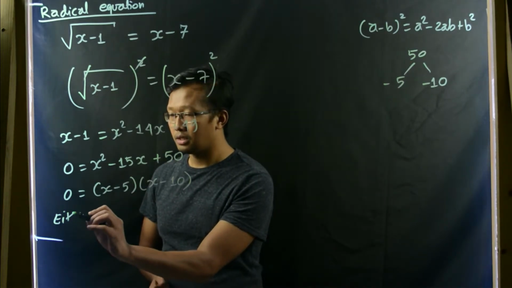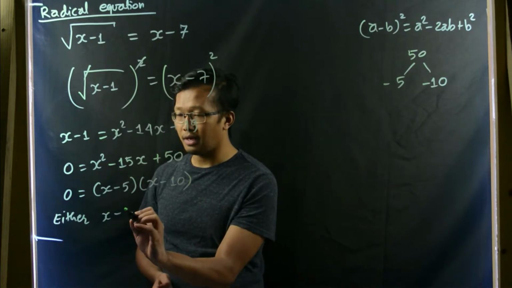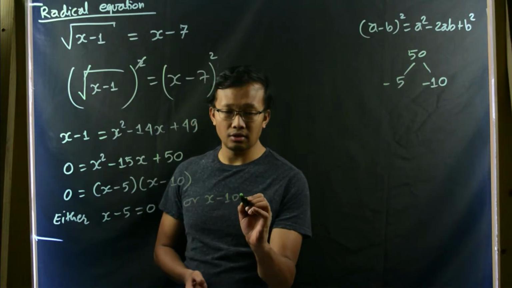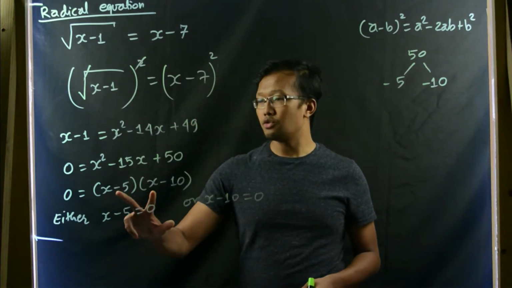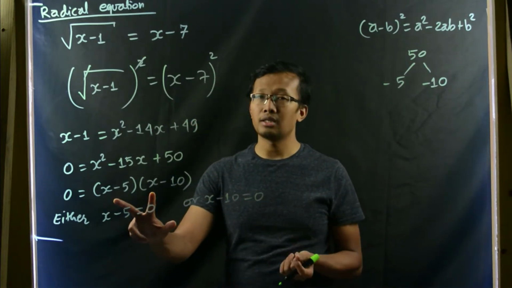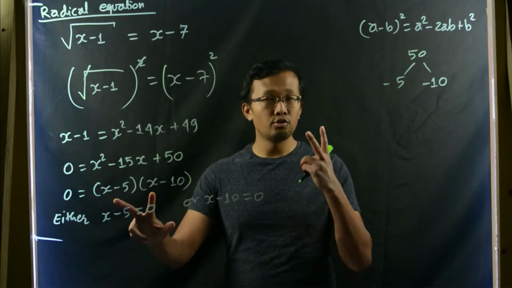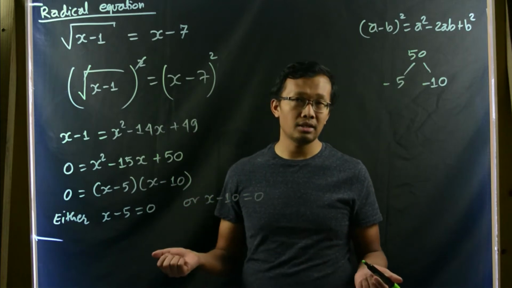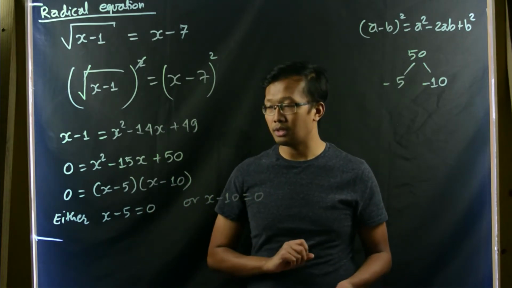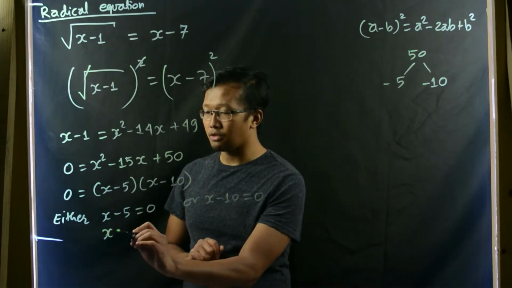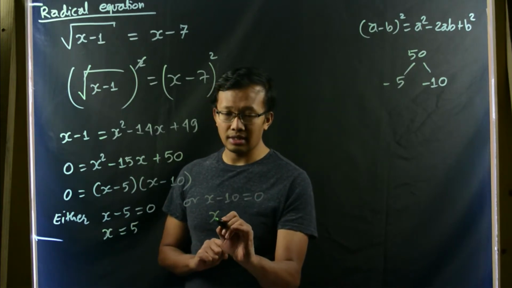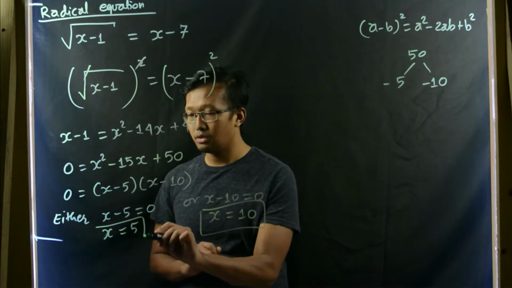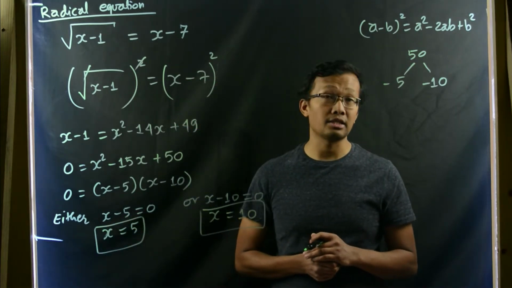Either x minus 5 equals 0 or x minus 10 equals 0. Since these are two real numbers, and the product of two real numbers is 0 if either one or both of them are 0, that's why we can use this. So this will give us x equals 5 and this will give us x equals 10. So we got two solutions, x equals 5 and x equals 10.